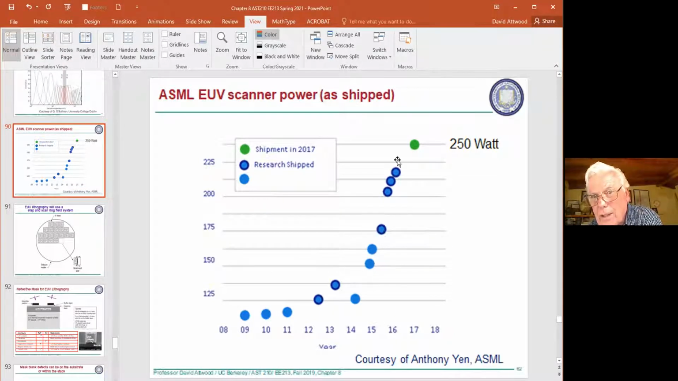This is where everything changes around 2015. Actually, 2017 is when they broke through with the power. So in this time span here, they were around 9 watts, and then they jumped to 250 watts. And now I think probably by this year they're certainly higher than that.